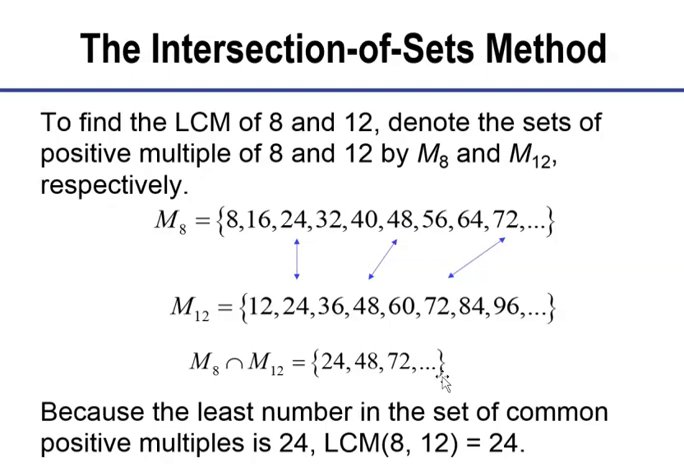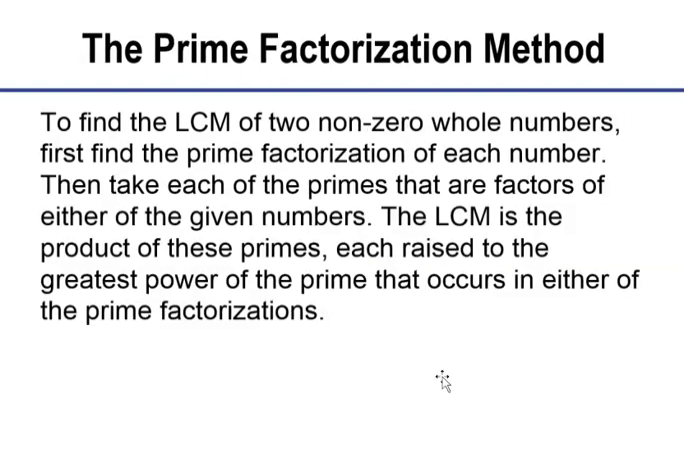Now, if your numbers are small, that's a reasonable way to go. If your numbers are large or not close together, then you might like the prime factorization method better. So here we go with the prime factorization method. To find the least common multiple of two non-zero whole numbers, first find the prime factorization of each number. Remember, we're good at this now.